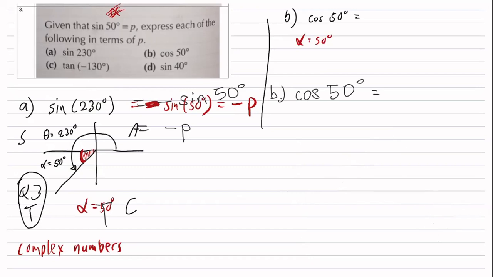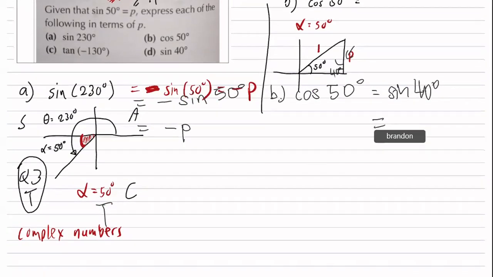So here you need to draw the right angled triangle. The trick here is to identify your 50 degrees and identify a right angled triangle here, 90 degrees here. So what did they tell you? Sine 50 is P, right? So what is sine? Opposite over hypotenuse. I'm going to just focus on the 50 degrees. P is really just P divided by 1. So I can label P here, 1 here.